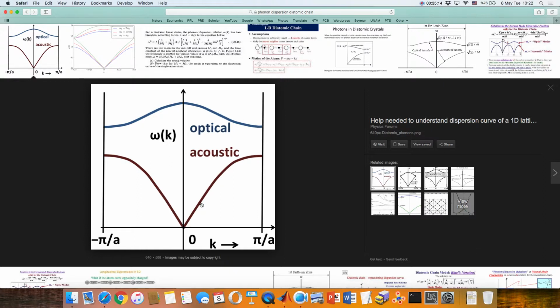Yes, very good. Why do we call optical branches optical? Because they can interact with light. Okay, because when you move these atoms like that, you introduce polarization, which is a nice way of interacting with light.